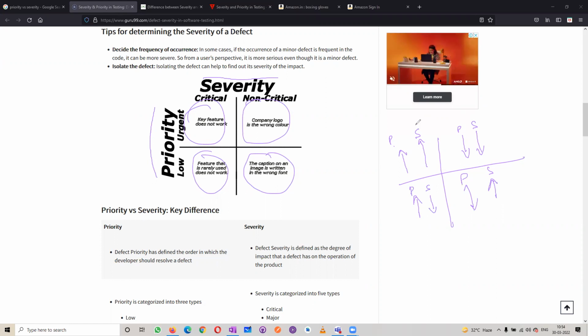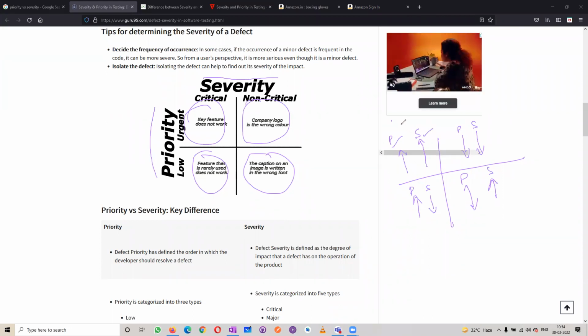See, high priority, high severity, we already discussed this. For an example, I'm trying to navigate to the Amazon URL and the Amazon URL is not navigated. Then can I test anything? No. So the priority of the bug is very high and the severity of the bug is very high. The important functionality is not working, so that is called a high priority and high severity example.